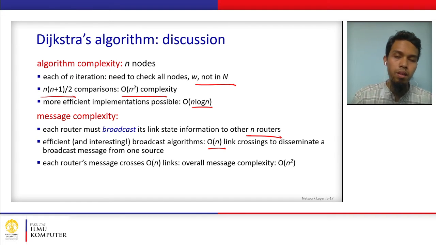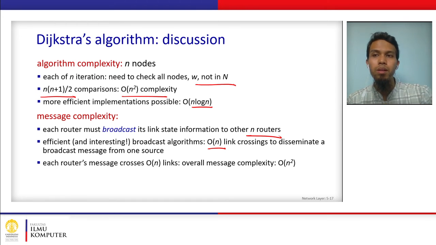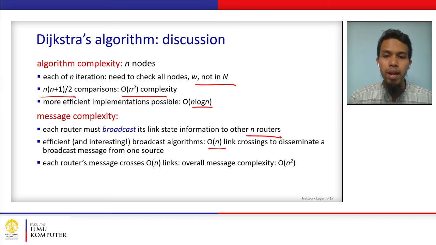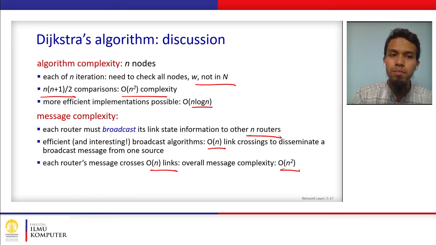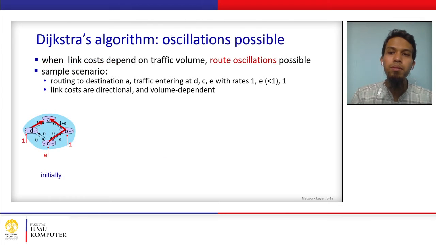So again, from the point of view of one router, the message crosses n links. So basically, the overall message complexity is also n squared. Okay, now we'll see some other discussion. It's not an issue or a problem, but it's something interesting that we can observe.